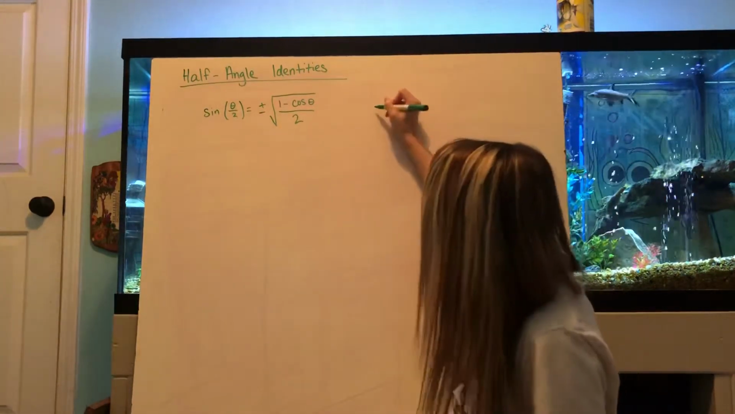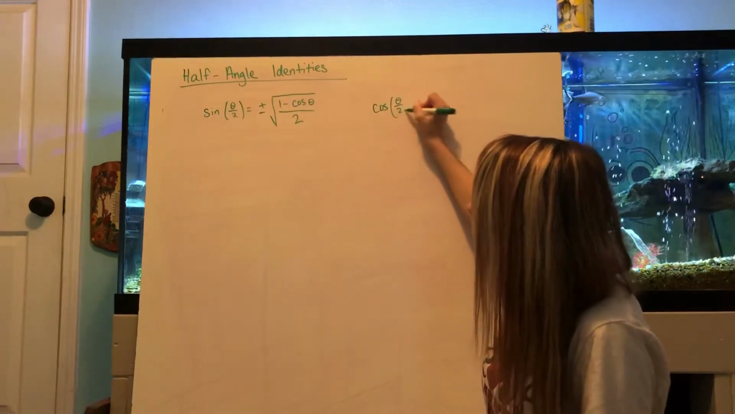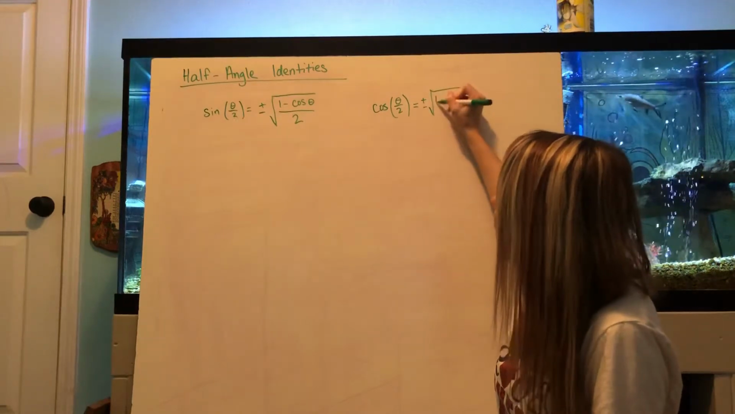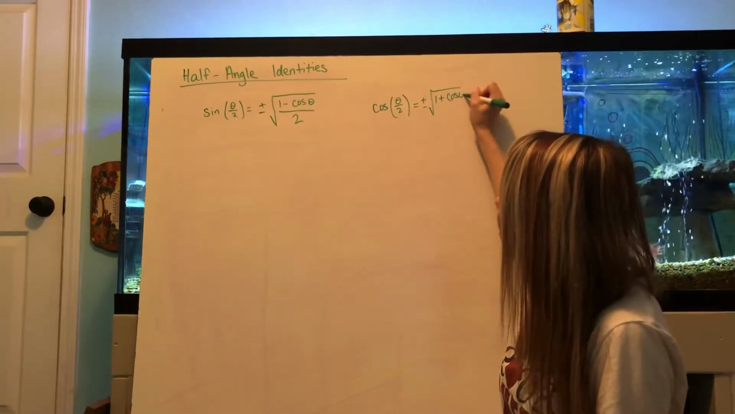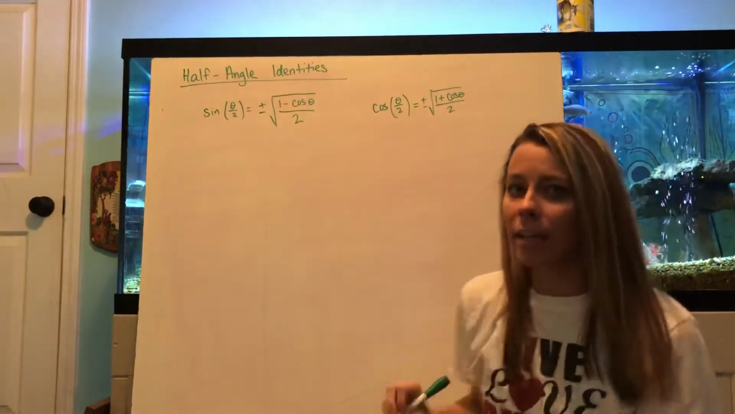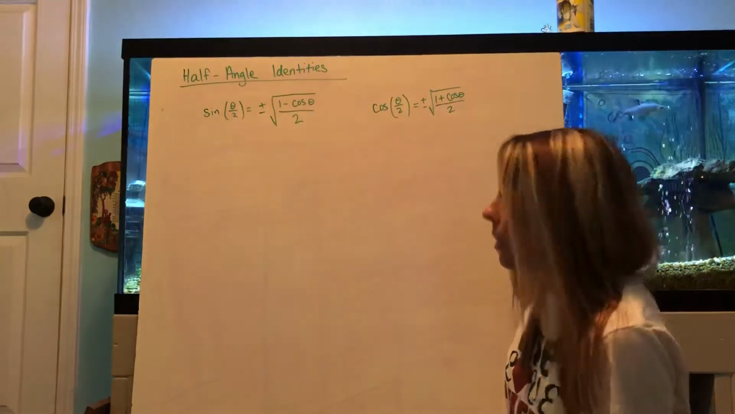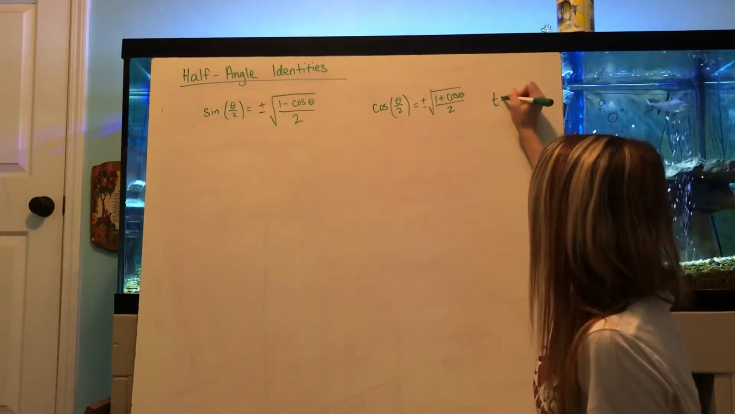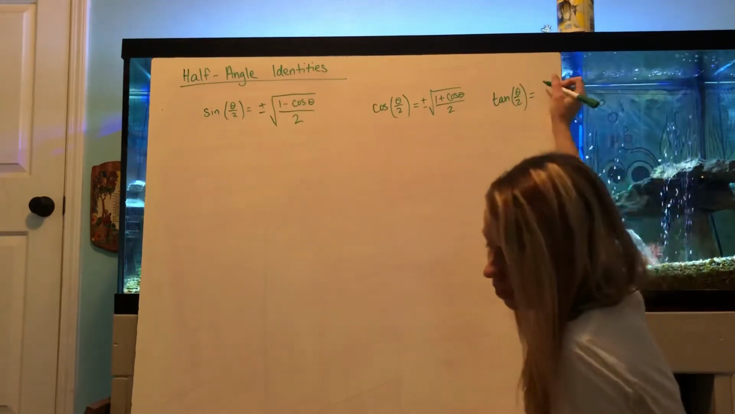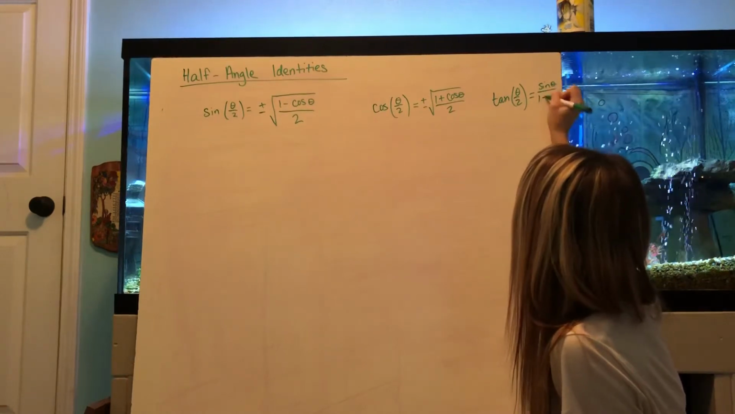The second one is cosine of theta over 2 equals plus or minus the square root of 1 plus cosine theta over 2. And then the last one, and I don't even think I used this one in Calc 2, maybe I did, it's been a long time, is tangent of theta over 2 equals sine theta over 1 plus cosine theta.